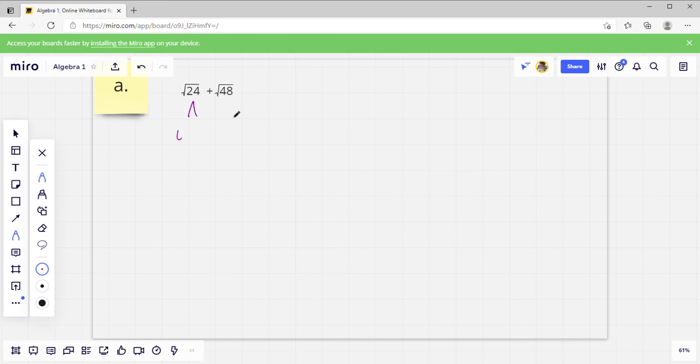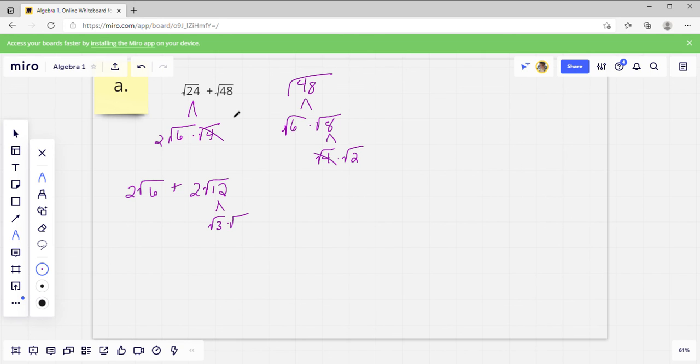All right, so we had 6 and 4, that would be 2. So we got 2 times the square root of 6. And then our 48, we could break that into 6 square root of 8, and that would break down into square root of 4 times the square root of 2, and that would be, yeah, it's going to be 2 times the square root of 12.